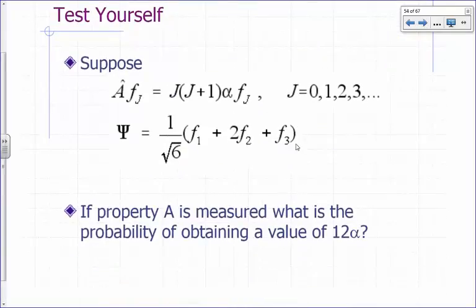Okay, same system. What's the probability you're going to get 12 alpha? That's the eigenvalue of f3. We already, what was it? 1/6, which is 16 point something percent.